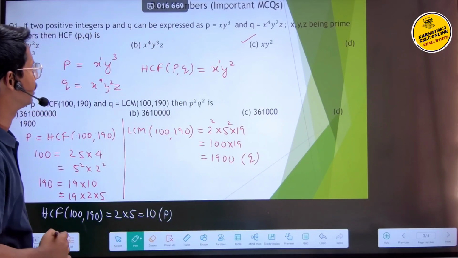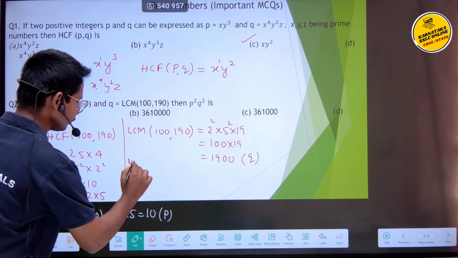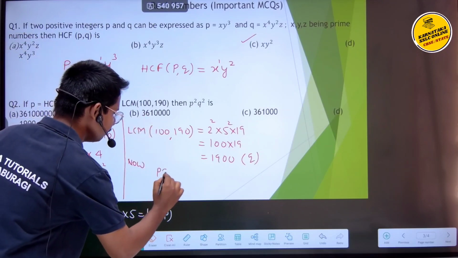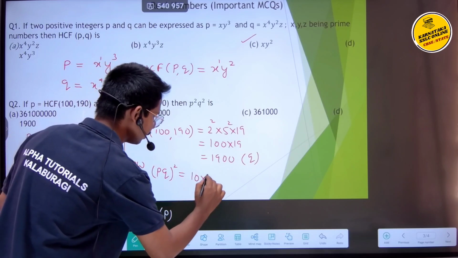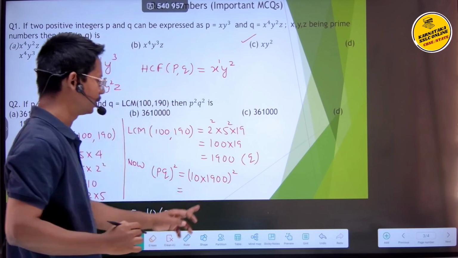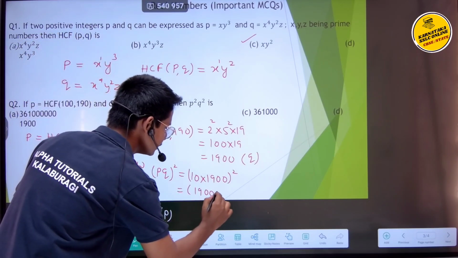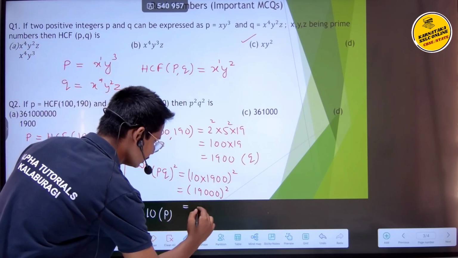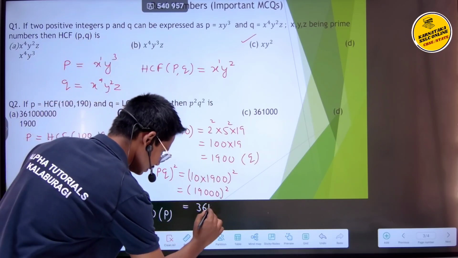Correct? Fine. Now we can find P square Q square. P square Q square is the same as PQ whole square. So P we have got 10, Q we have got 1900, square. Now 19 into 1, 19, and 30 as it is, square. Now what is 19 square? 19 square is 361. And 30 square means you will get 6 zeros.